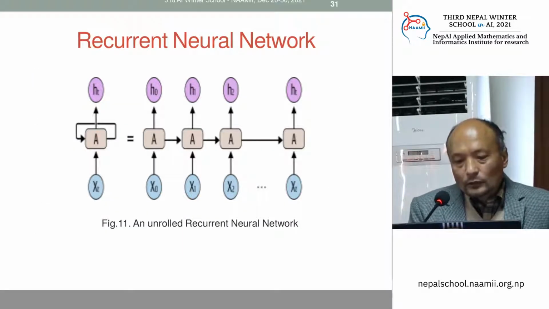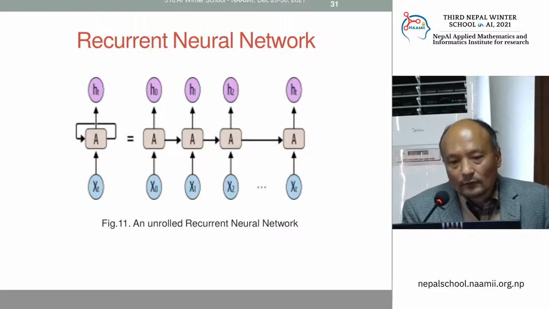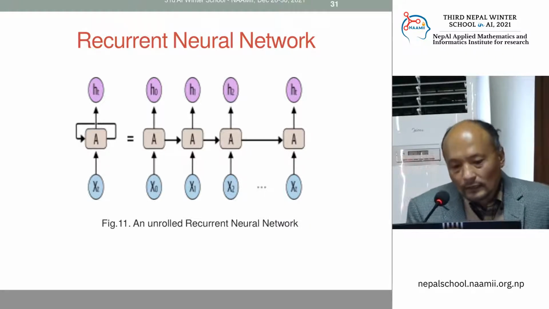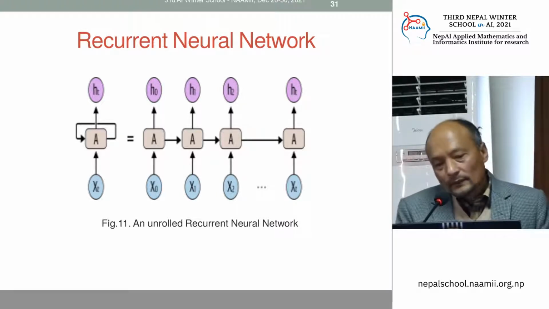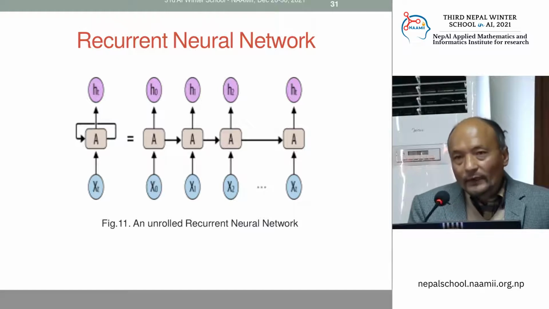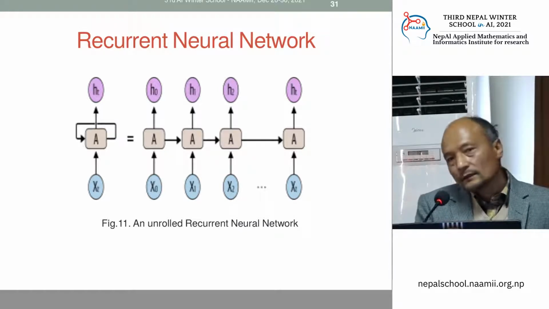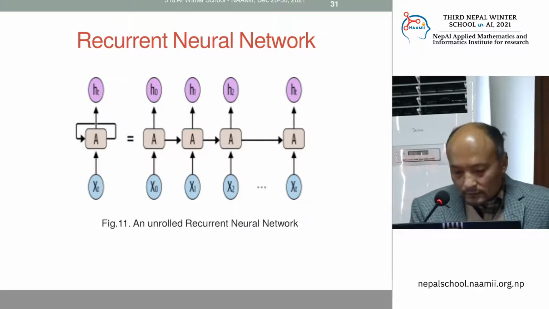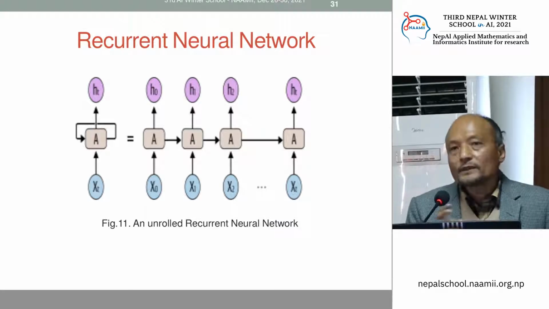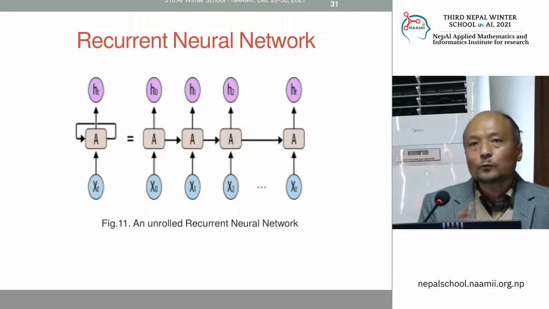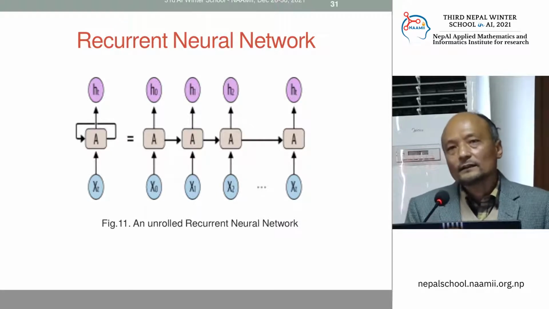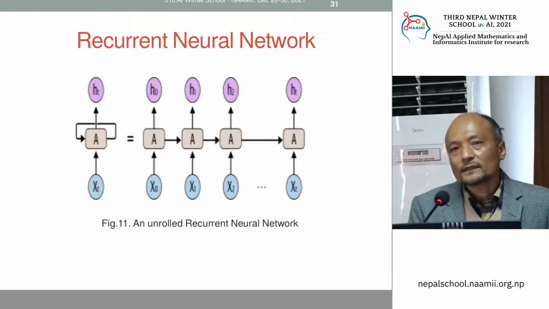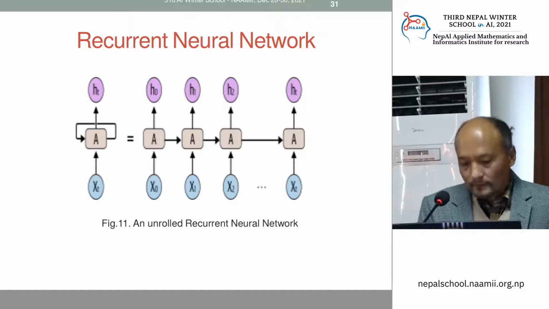So this is just an unrolled, or unfolded, recurrent neural network, where we provide the input data: the input layer, the hidden layer, and then the output layers. And then you could combine the output of one particular neuron with the other, and that is basically the strength of RNNs.